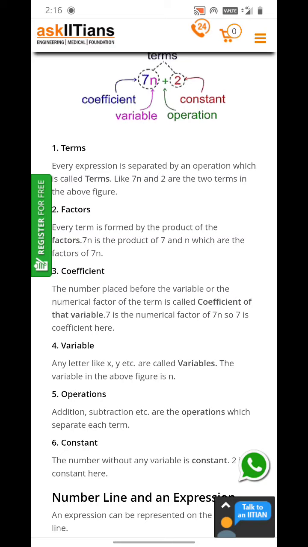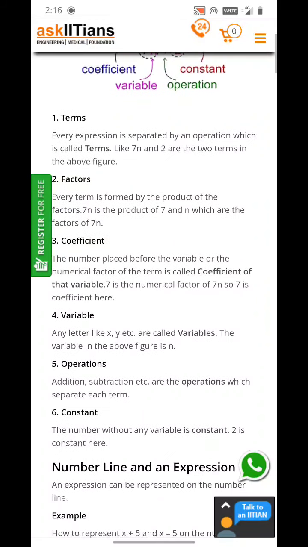Variable means any letter like x, y, z. Why are they called variables? Because they can take any value, from 0 to infinity, any value we are not aware of. We have to find the value in an algebraic expression or in equations, as we did in linear equations. X is a variable, not an alphabet. We represent a variable with an alphabet because it can take any value. It can be 0, -1. X can be anything.